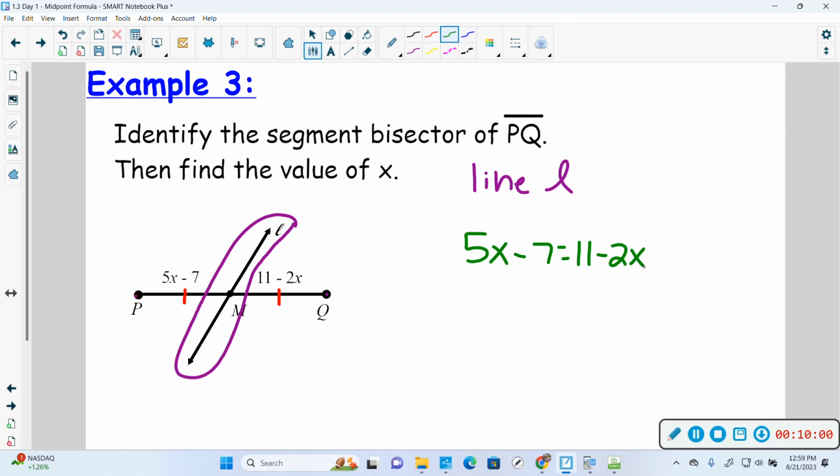You might get a not nice answer. I was trying to think, how can I give you a hint and not give it away? You might need your calculator for this one, and you can round it to the tenth if you want. I'm really giving it away.